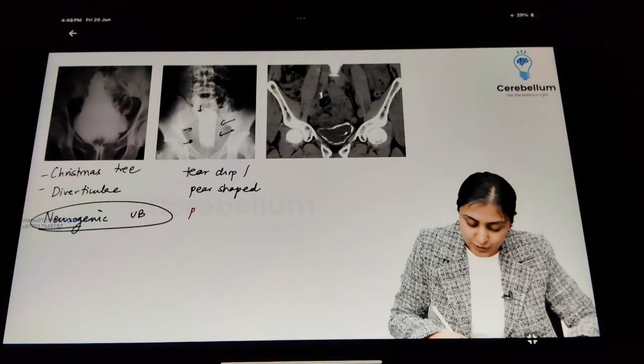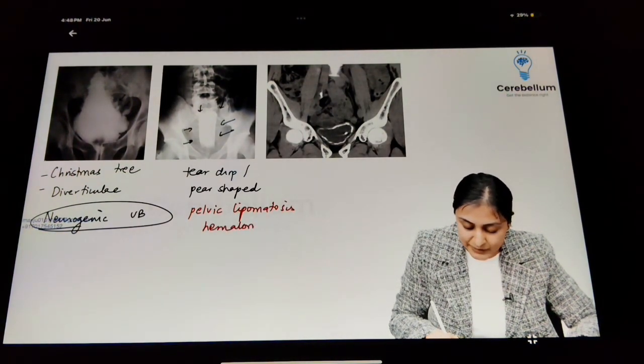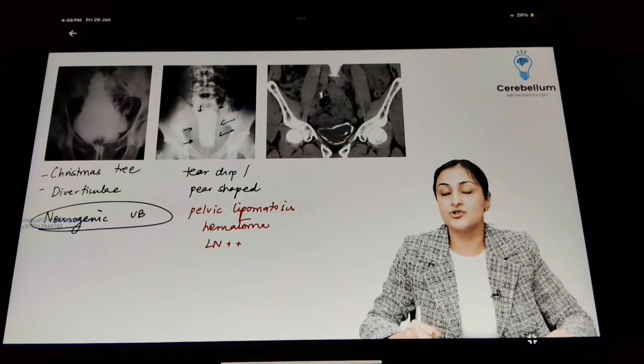Anything in the pelvis. So it could be a fat overgrowth of the pelvis called pelvic lipomatosis. It may be a pelvic hematoma. There will be multiple pelvic lymph nodes. So any cause of extrinsic compression of the bladder will lead to this teardrop or pear-shaped bladder.